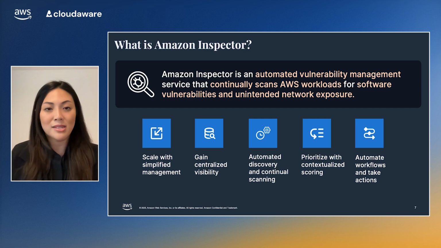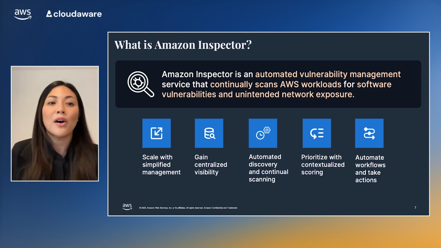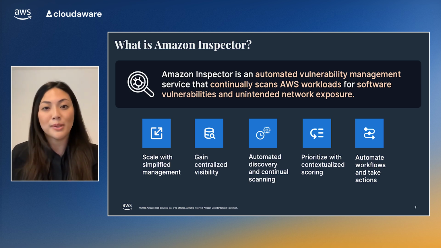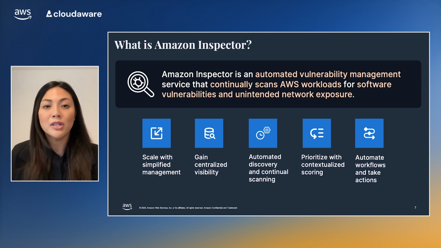One of the key things of Amazon Inspector is that it integrates with AWS Organizations. Because of that, you are able to gain centralized visibility of your AWS environments across your AWS organizations. Within a few clicks, you're able to deploy Amazon Inspector to look at not only protecting your code, but also looking at your images within ECR, as well as your compute and container instances.